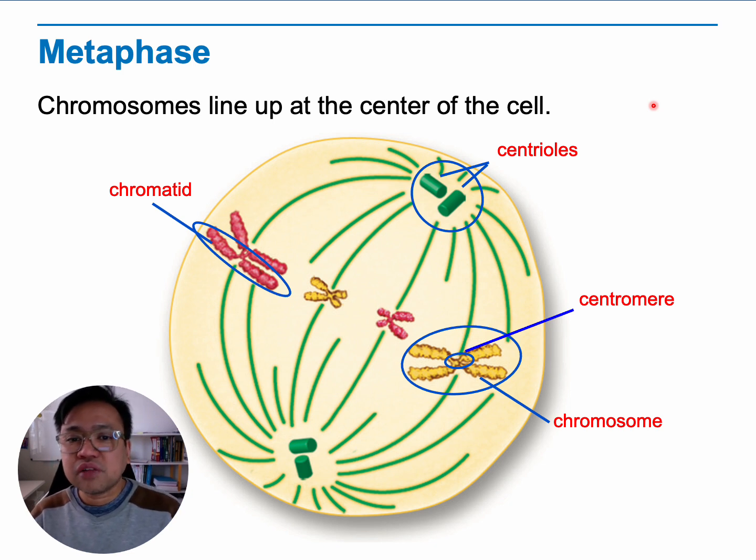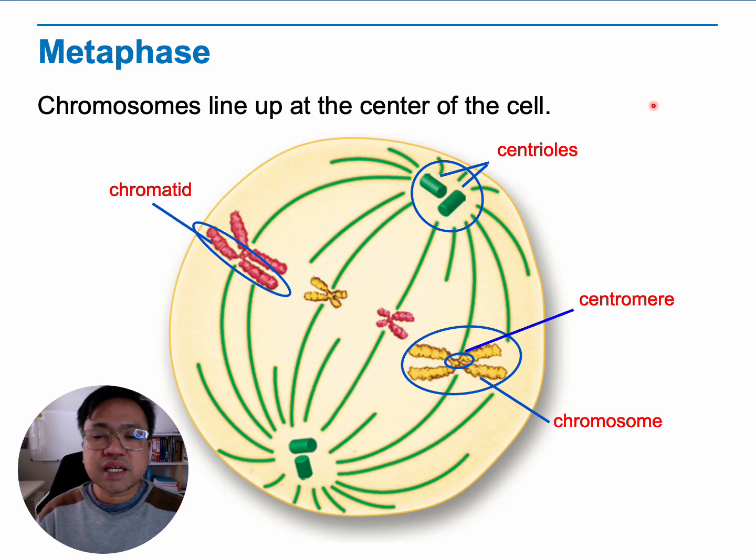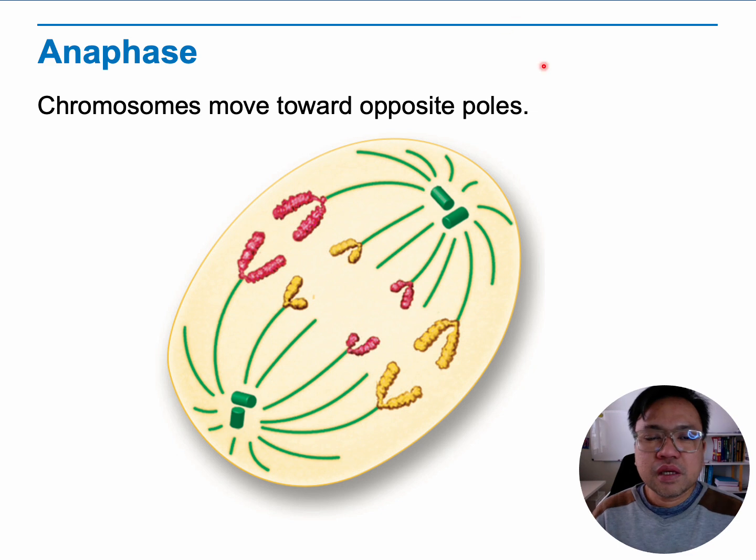Metaphase is critical for ensuring the accurate division of genetic material. This precise alignment of chromosomes along the metaphase plate is key to the success of the next phase, where the sister chromatids will be separated. In the third phase of mitosis, anaphase, the sister chromatids, which were previously joined at the centromere, are separated and begin moving toward opposite poles of the cell.